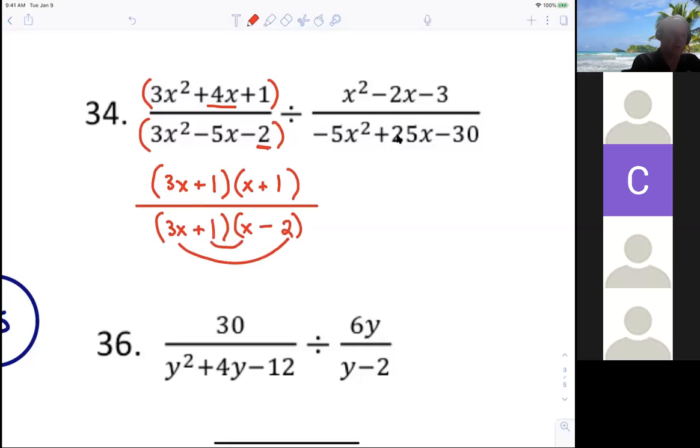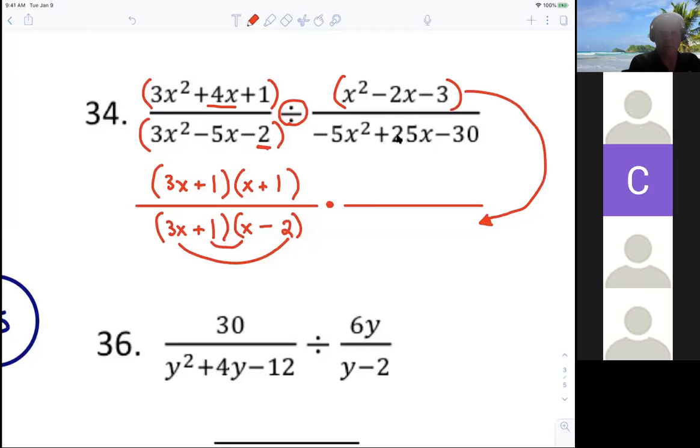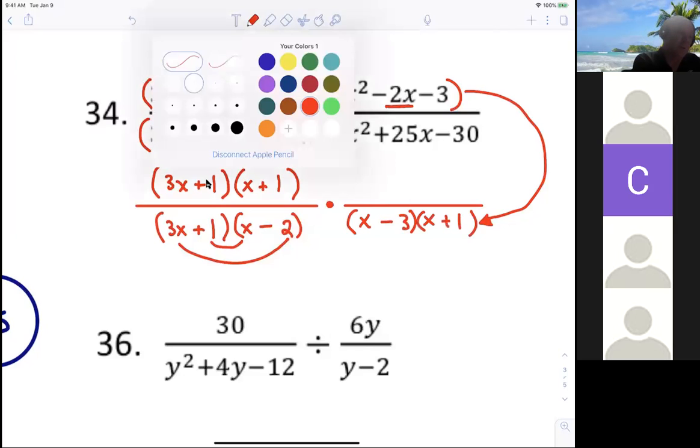Huh? Now watch. This division changes to multiplication. Now please pay attention. This factoring problem goes in the denominator because we're multiplying by the reciprocal. All right? Open up parentheses. X times x, 3 and 1. I want it to be -2, so -3, +2. Positive 1. All right.